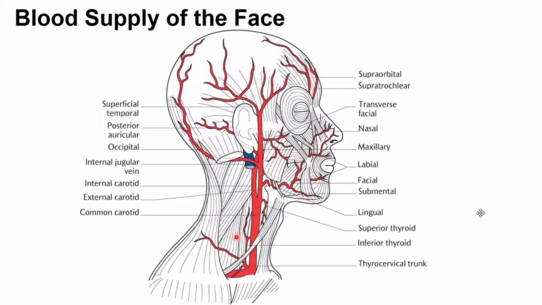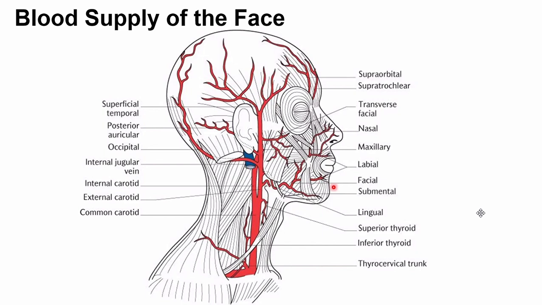Now, blood supply of the face. You already know this. I think I mentioned this earlier. Even for the scalp, there are two sources of blood supply. The same thing, there are two sources that supply the face. It comes from the external carotid artery and also from the internal carotid artery.